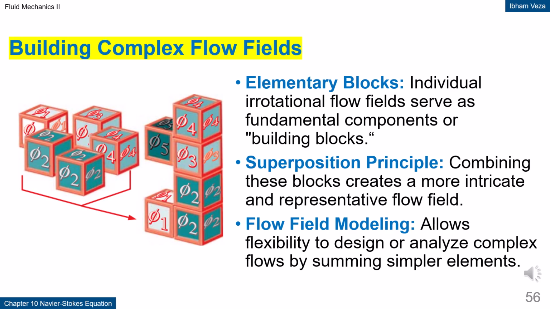Building complex flow fields. Complex flow fields can be constructed from simple flow elements, such as uniform flow, sources, sinks, and vortices. Each element serves as a basic building block. By combining them using the superposition principle, realistic flow patterns can be modeled. This approach provides great flexibility in analysis and design. Many classical solutions in aerodynamics are built in this way.